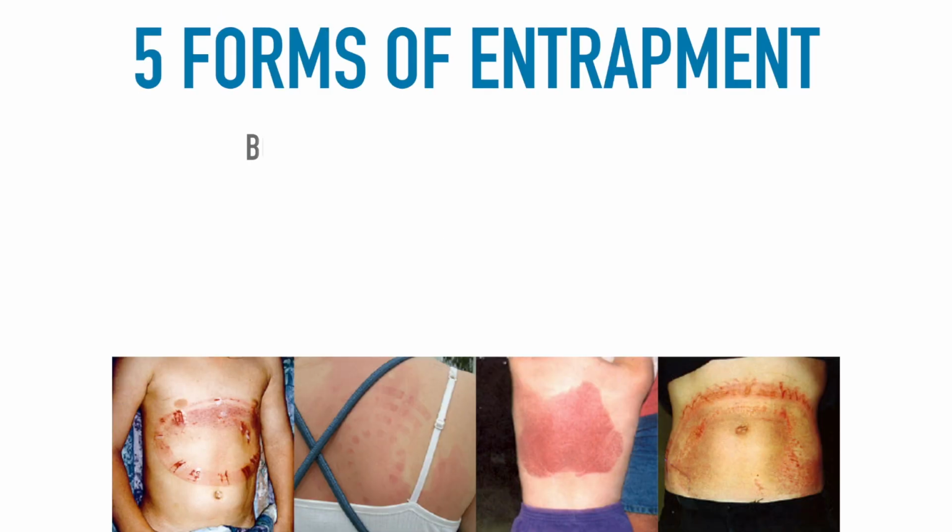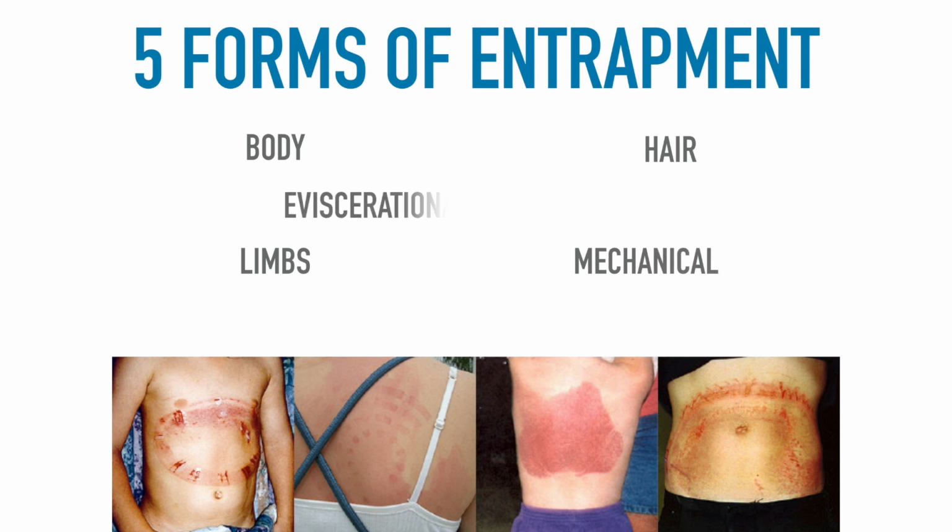Now let's talk entrapment first. What is entrapment? Well, there are 5 different forms of entrapment. The first one is body entrapment. As you can see on the slide, there are 4 victims of body entrapment. This means that they were able to go down and put the entirety of their body over that main drain, and as a result, they became sucked to that main drain.